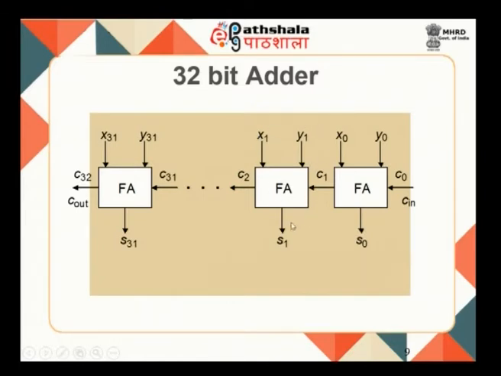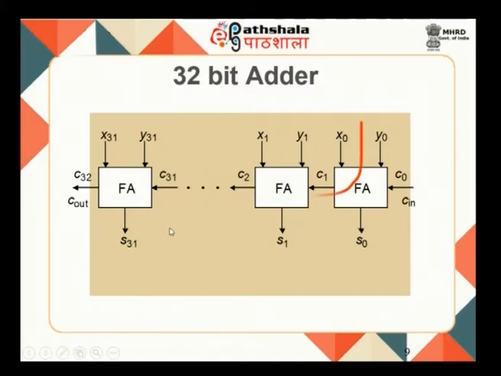So, it will add these 3, produce a sum bit and a carry bit, and so on. So, this is what is called a 32-bit adder circuit. Now, instead of a 32-bit adder, if you have to construct a 64-bit adder, then you just have to increase the number of stages to 64.